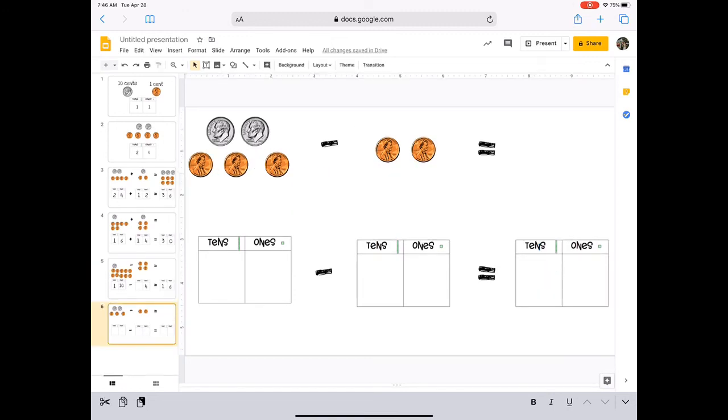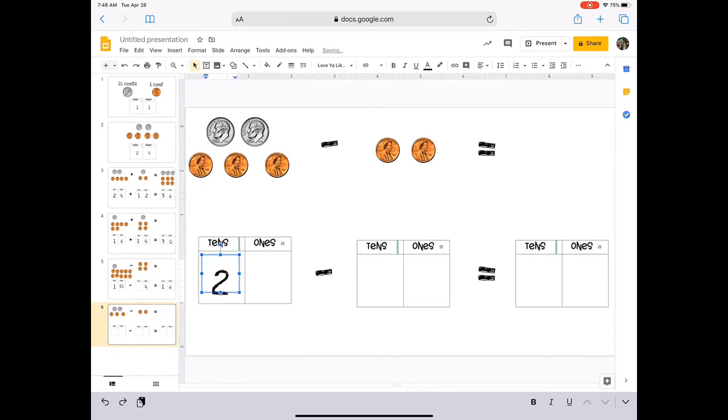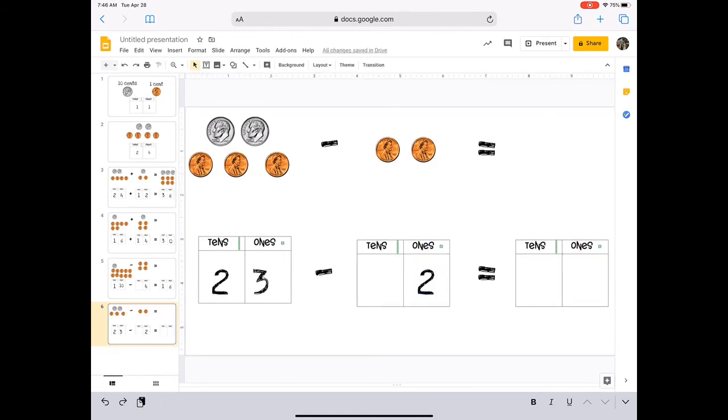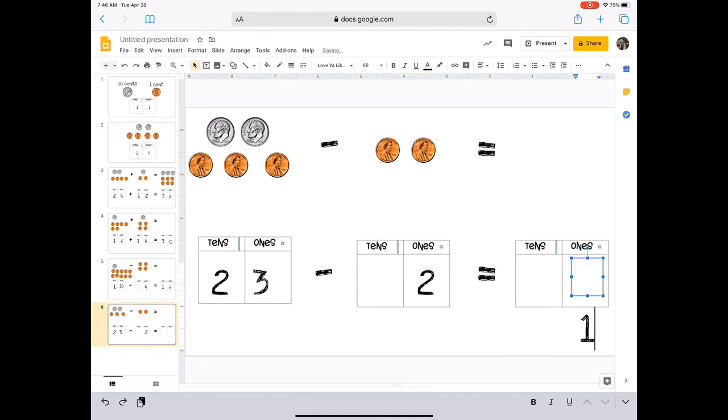All right, let's look at the next one. You have 2 dimes, which is how many tens? 2. And you have 3 pennies, which is 3 ones. And we're subtracting 2 pennies from it. So do we have any dimes? No. So we have 0 tens. And how many pennies do we have? 2. So we have 2 ones. Let's look at our ones place first. I am beginning with 3 ones, and I'm taking away 2. 3 minus 2 equals 1.